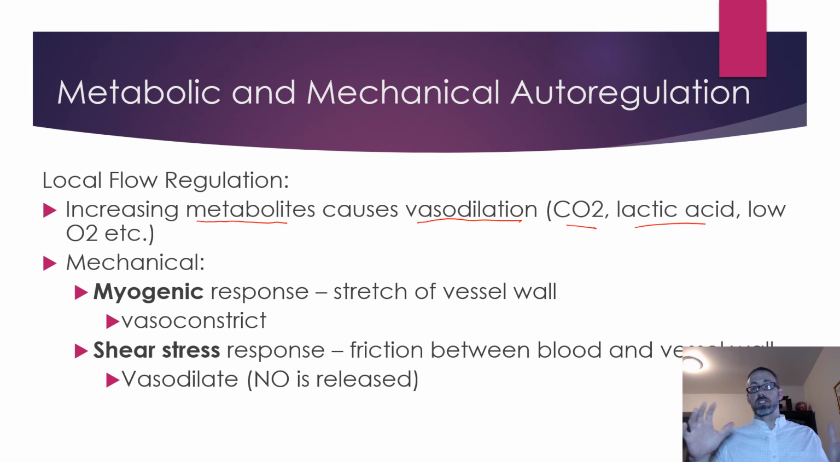Now, if the metabolites start to drop, then they have less influence on those sphincters, and so they start to close again. Mechanically speaking, we have something called a myogenic and a shear stress response. The myogenic: let's say I had a surge of volume going in towards the capillary. Well, the capillaries are fairly thin-walled, and I don't want a very large surge in volume to rupture my capillaries. So I want to protect them.